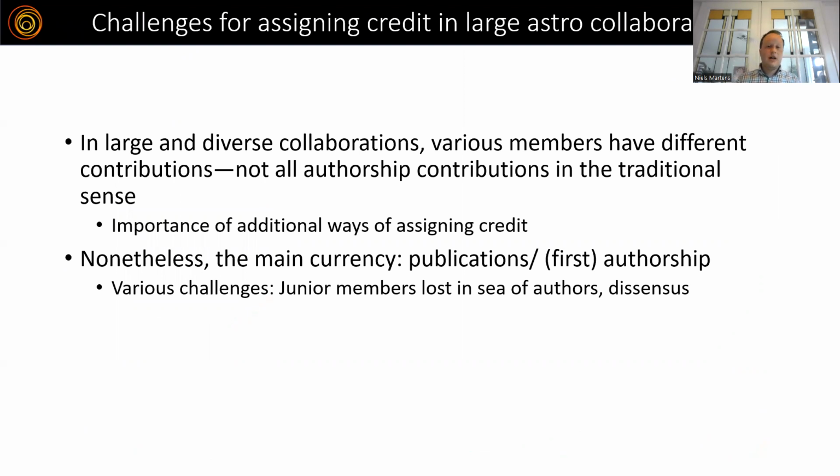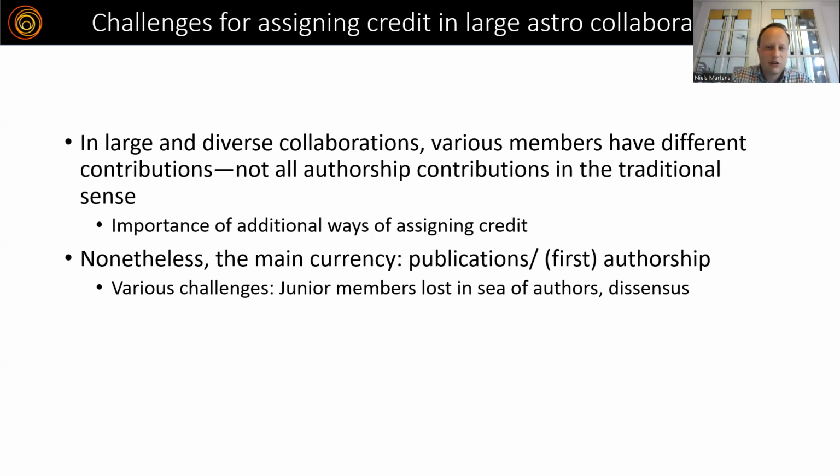Now, in large and diverse collaborations, such as the EHT or the ngEHT or LIGO or Atlas, various members have very different contributions, right? Like a scientist contributes in a way that's very different from how an engineer contributes. Junior members contribute in other ways than senior members. And not all of these contributions are authorship contributions, or at least not in the traditional sense of how we talk about authorship. And for some engineers, for instance, publications aren't as important as for, say, some scientists.